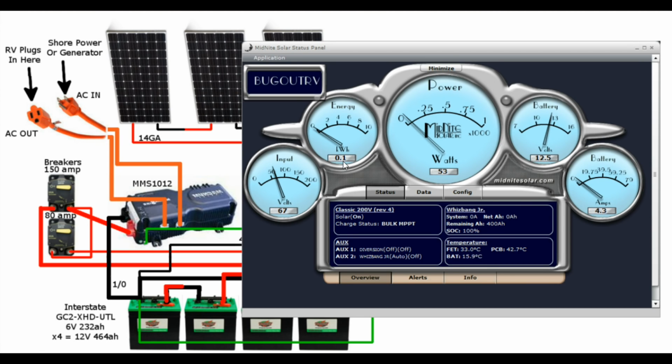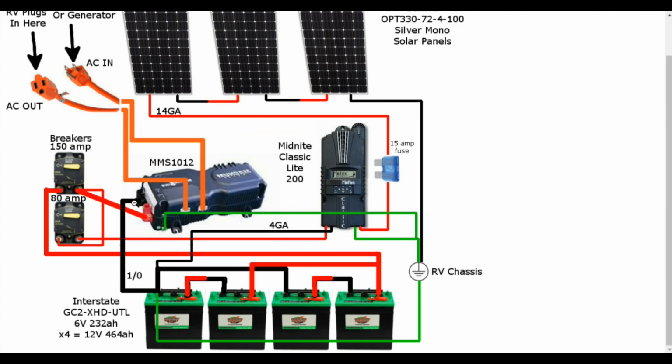Typically, I can generate, well, I guess all I can use in there. Right now it's pushing 52 watts into the battery bank. Battery bank's at 12.5 volts, a little low, but it's working on charging it. And it's pushing 4.2 amps into the battery right now. So, pretty neat. I'm not going to go into too much detail about the status panel there. So let's jump over to the wiring.